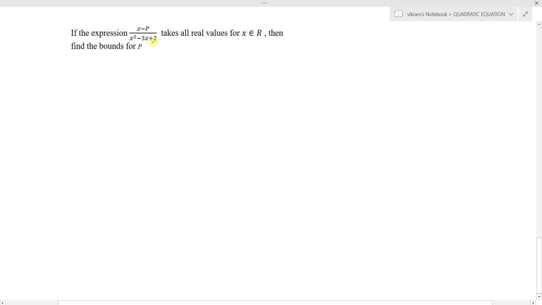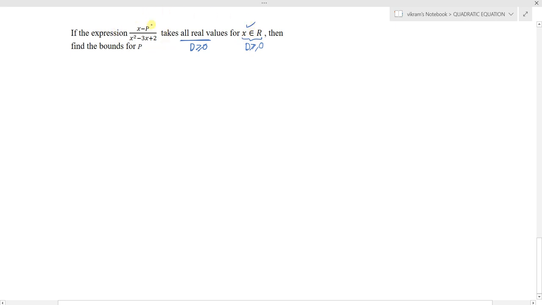If the expression x minus p by x square minus 3x plus 2 takes all real values, then what is he giving? The expression takes all real values. When the values are real, the discriminant is greater than or equal to 0, for x also real. So when we obtain the real values of x, whatever the quadratic equation in terms of x, if the discriminant is greater than or equal to 0, we obtain x is real.